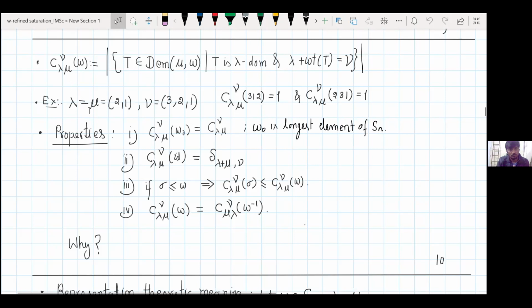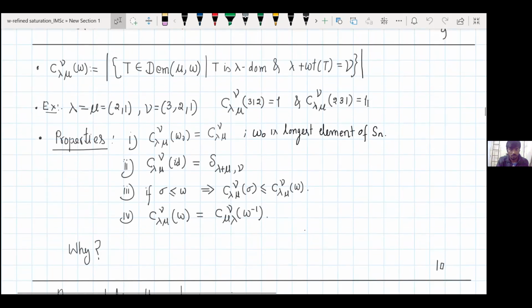So here is an example, our running example: lambda is 2 1, mu is 2 1 and nu is 3 2 1. Here c lambda mu nu for 3 1 2 is 1, and for 2 3 1 it is 1. But the Littlewood-Richardson coefficient c lambda mu nu was 2.